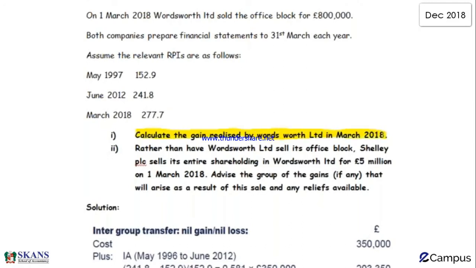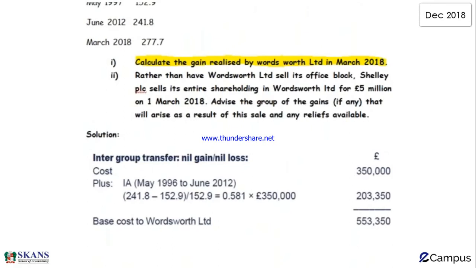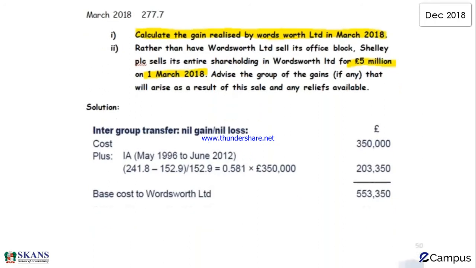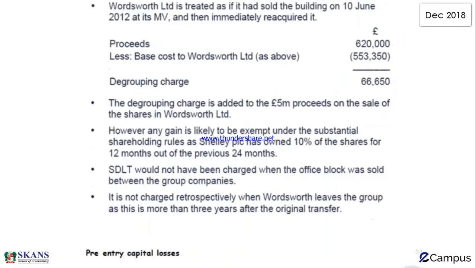Well, that is a requirement which we just solved a bit earlier. Right now, I would like you to focus on the second requirement. Rather than have Wordsworth sell its office block, Chalet PLC sells its entire shareholding in Wordsworth Limited for 5 million on 1st March 2018. Advise the group of gains, if any, that will arise as a result of this sale and any reliefs available. Well, as you know, the shareholding has been sold for 5 million.